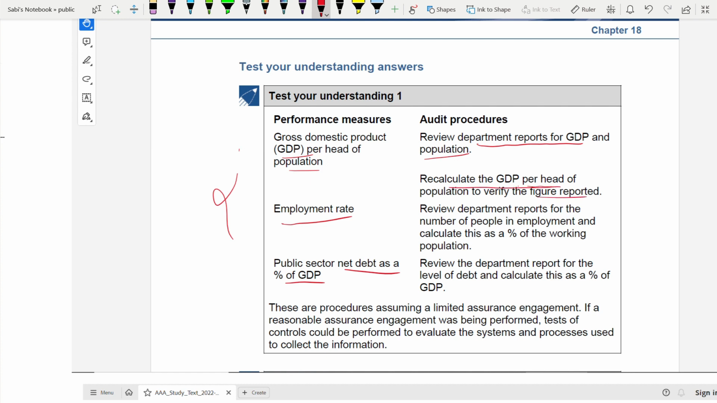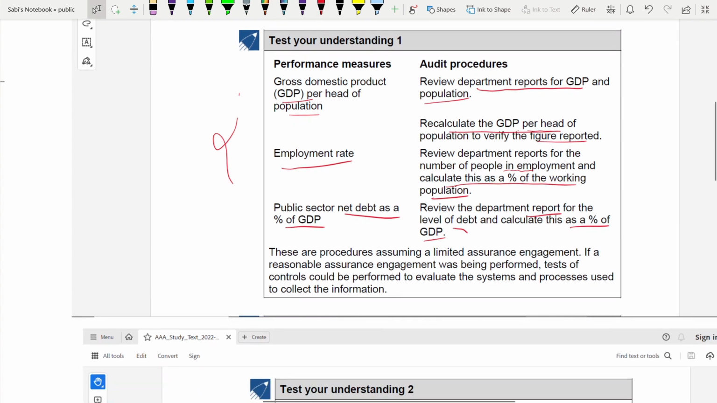You yourself recalculate. Employment rate: this also, review the number of people employed and calculate this as a percentage of working population. Okay. You can review the department reports for it. Most of the things you will get from the department report only. Even this one, review department report for level of debt and calculate this as a percentage of GDP. Something very easy. Okay. So these are procedures that are assuming a limited assurance engagement.